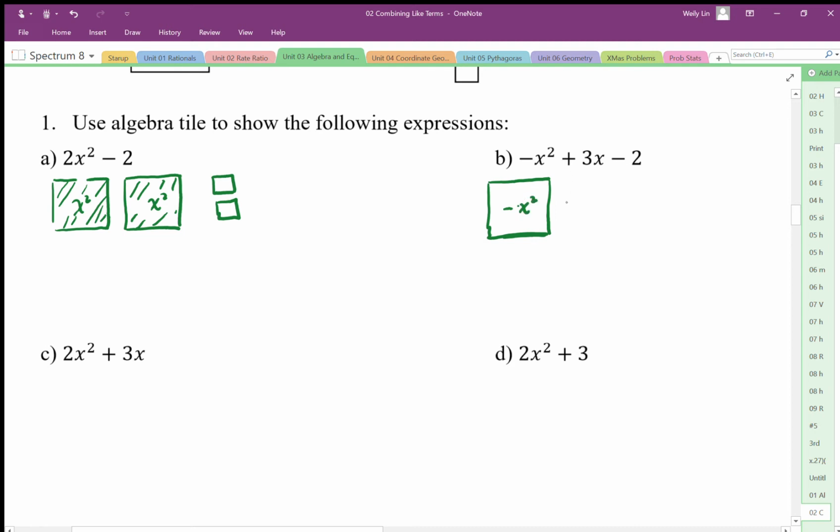So that's going to be our negative x tile. Our 3x are going to be our rectangle tiles. Okay, so that's 1x, 2x, 3x, and then we need to show our -1 tiles, and we need to have two of them because we have -2.